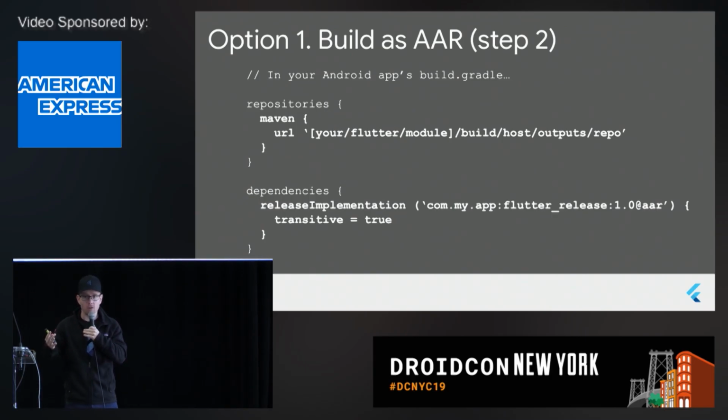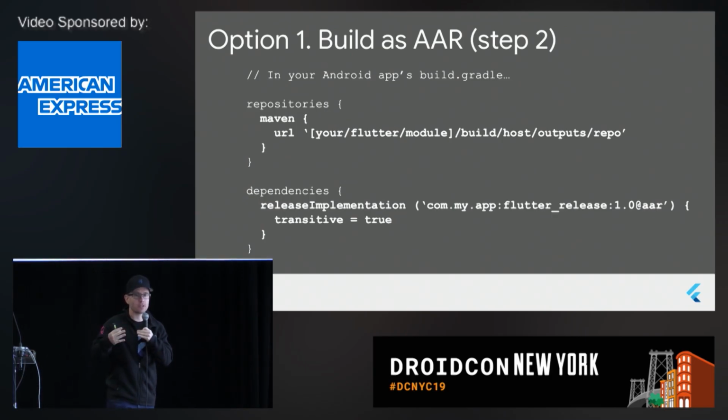So some of you may have set up local Maven repos before. There's nothing Flutter specific here. This is just Maven Gradle interaction. So we point your app to that repo, and that links it. That lets your app project know about the Flutter module repo, but now you have to tell your app, we actually want to consume the Android archive. We want to compile it into our Android app. And that's what the release implementation target is there at the bottom.